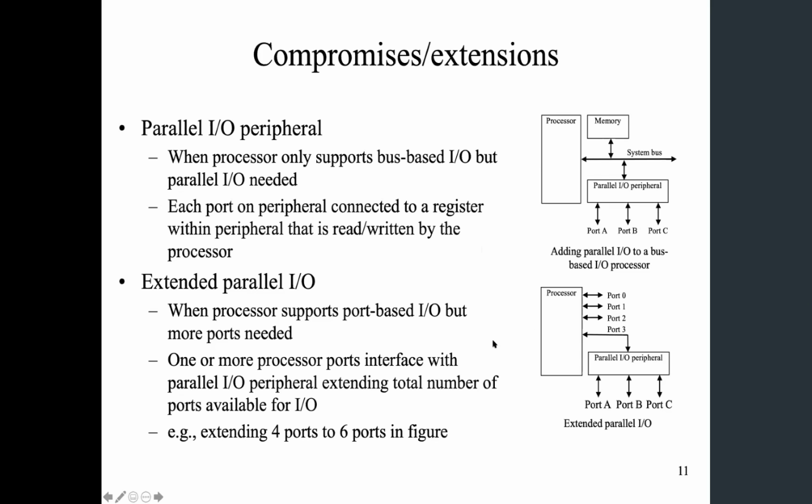The other one is extended parallel I/O, where you have these ports which you can access using their names, as opposed to using the addresses. You can do that, but also you can extend this using a parallel I/O peripheral. Then from this port, you can access registers here, and then from that, you can access other ports.